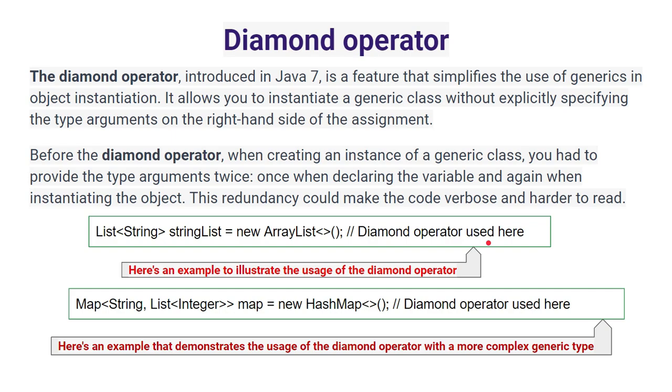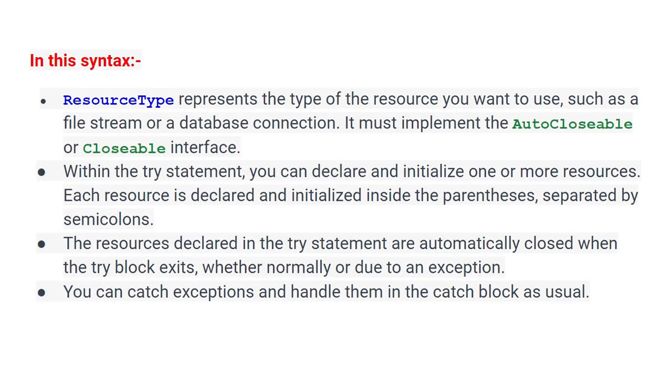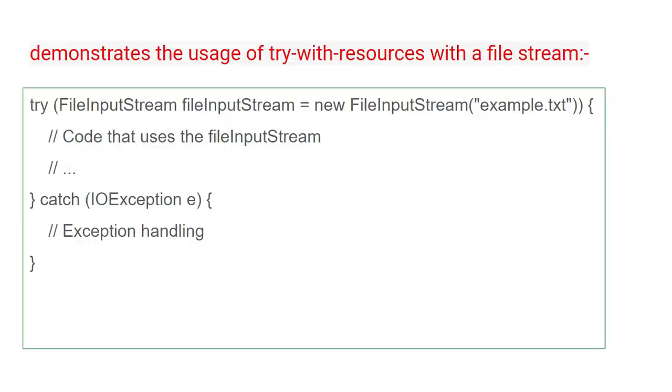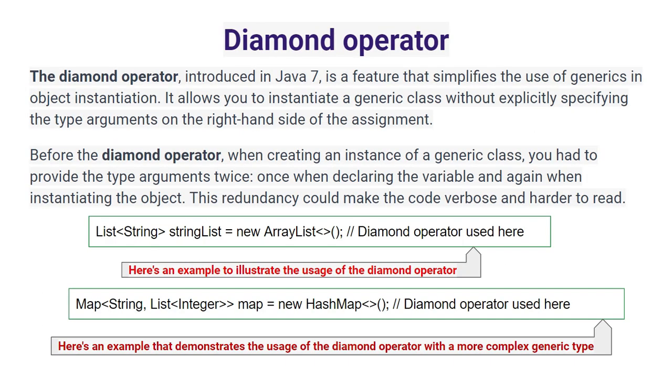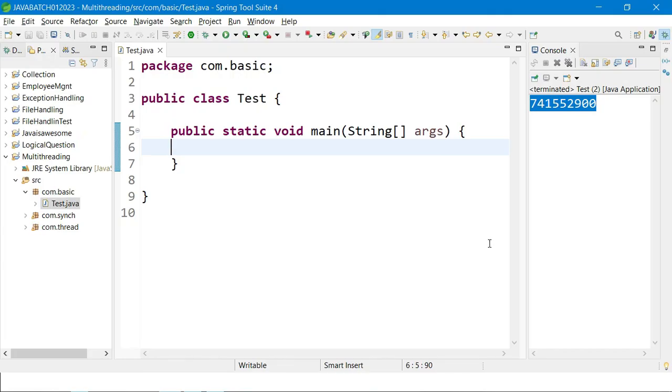Okay, so first I'm going to explain what is the try with resources, and then I will explain what is the diamond operator. So let me go to the Eclipse, and see here what is the try with resources.